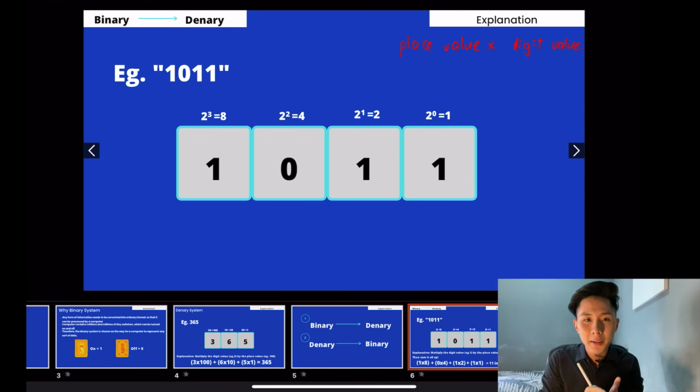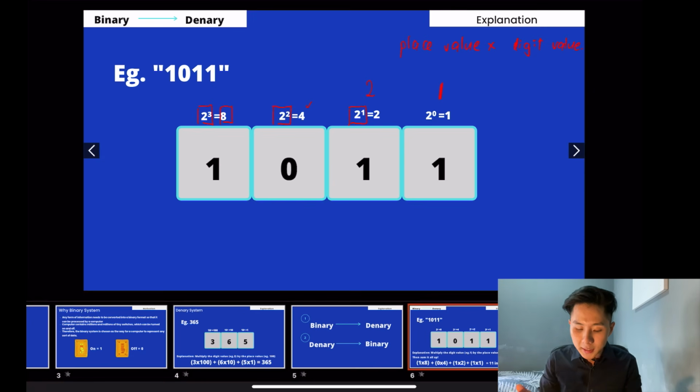The only difference in the binary system is that the place value of each position is different. The rightmost digit has a value of 1, which is similar to the Denary system. But the second rightmost, instead of the value ten, we have 2, which is 2 to the power of 1, followed by 2 to the power of 2, which is 4, and 2 to the power of 3, which is 8, and so on and so forth. We just increment the power.